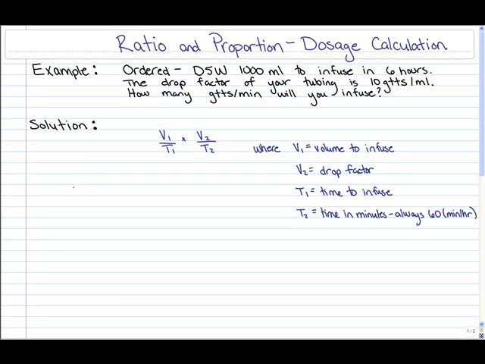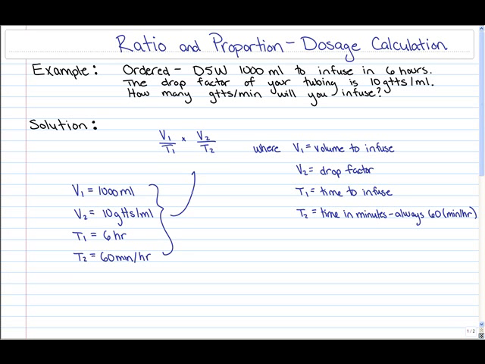So based on this formula here, V1 for our question is just simply 1,000 milliliters. Now V2 is the drop factor, which in our question is 10. T1 is the time to infuse, which in our question is 6 hours. And T2 is always the time in minutes, which is always 60 minutes per hour. So let's plug all of this information here into this formula and see what we obtain.